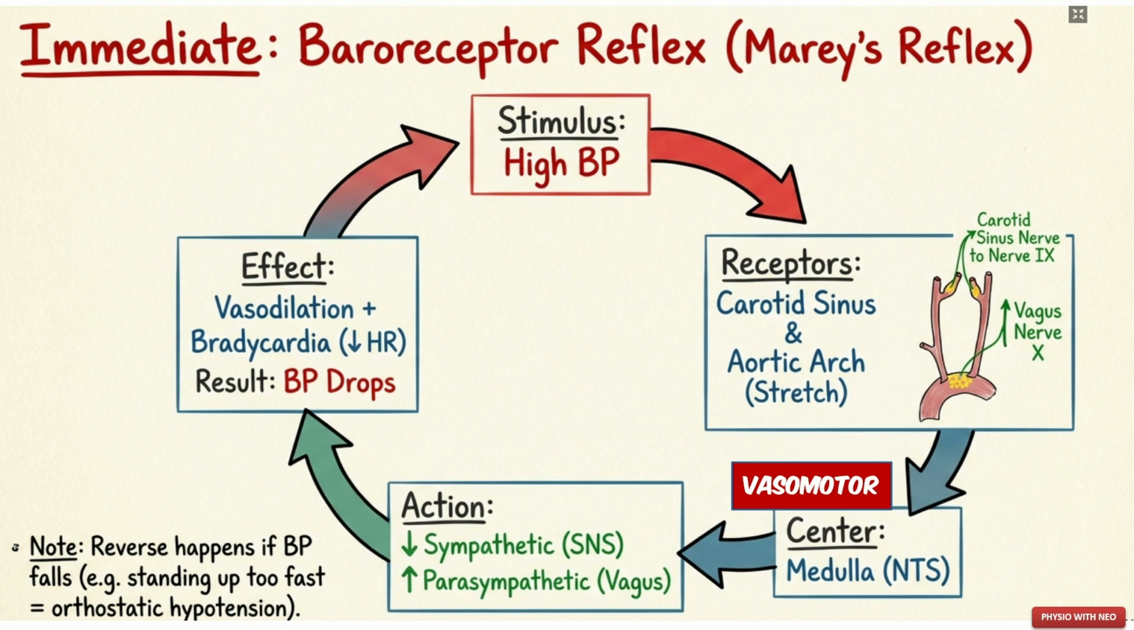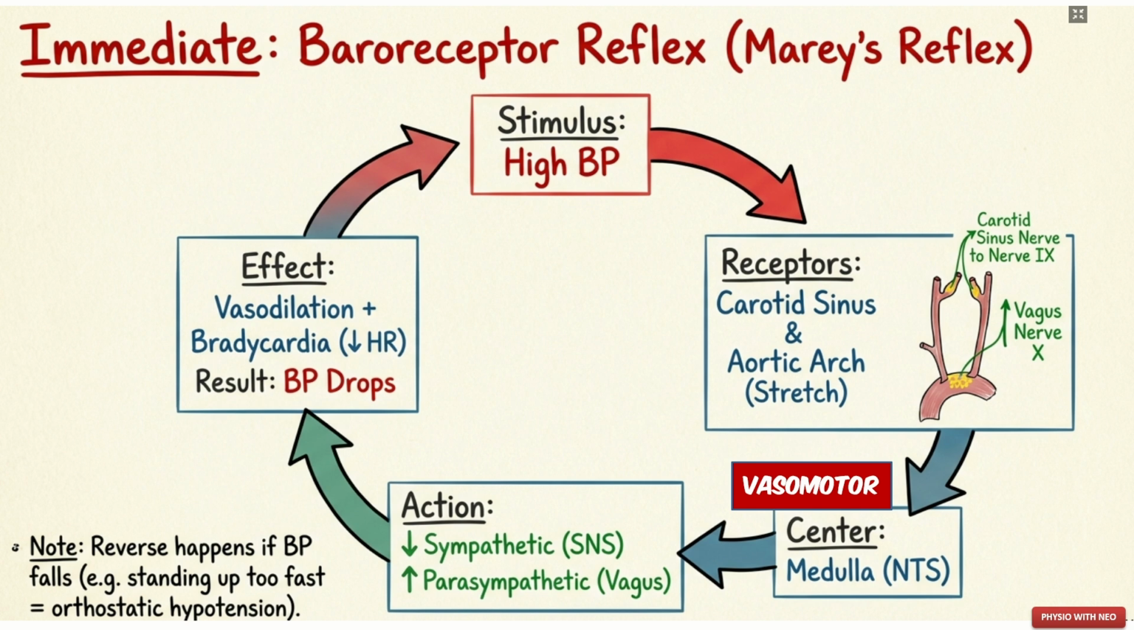Why is it called a reflex? Because it has a stimulus, high blood pressure. This stimulus stimulates two important baroreceptors, one in the carotid sinus and the second in the aortic arch. This stimulation carries impulses through two important nerves, the 9th and 10th cranial nerves, to the vasomotor center in the medulla, that is the nucleus of tractus solitarius.